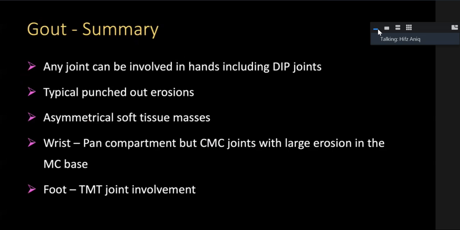So in summary, in the hands, in the DIP joints, we need to think of osteoarthritis or seronegative arthritis, with asymmetrical dense soft tissue masses. In the wrist, we generally see a big erosion in the metacarpal bases or CMC joint involvement, and in the foot we see corresponding TMT joint involvement, which is not very common in other conditions.